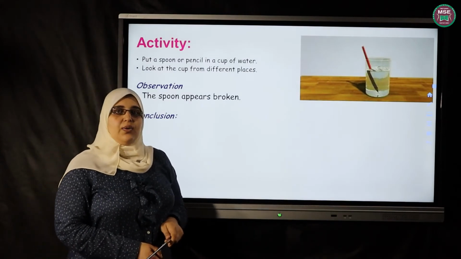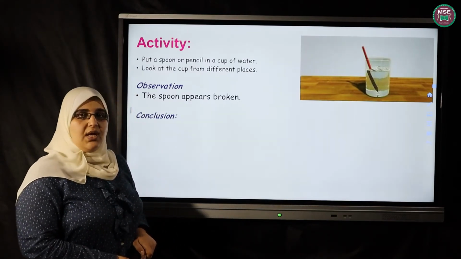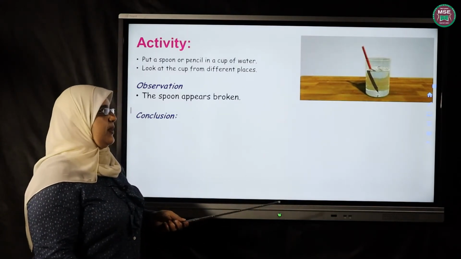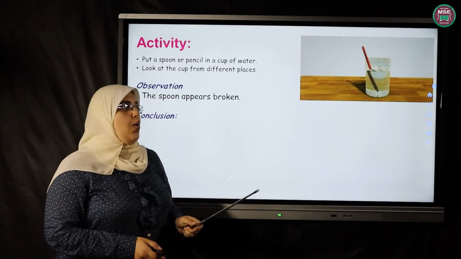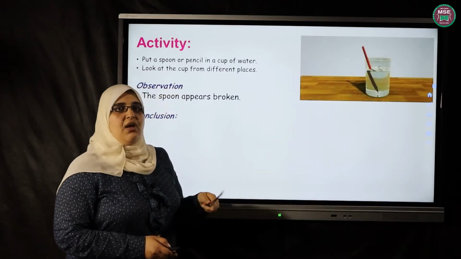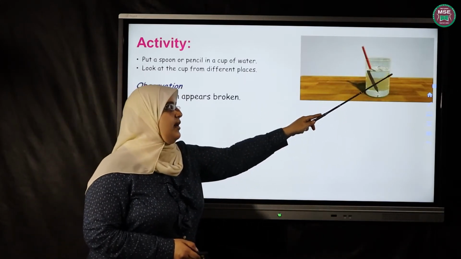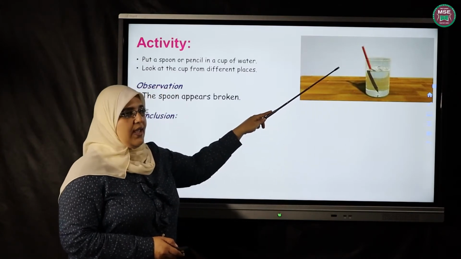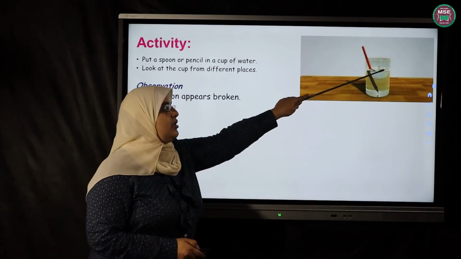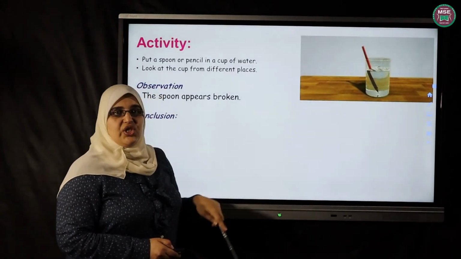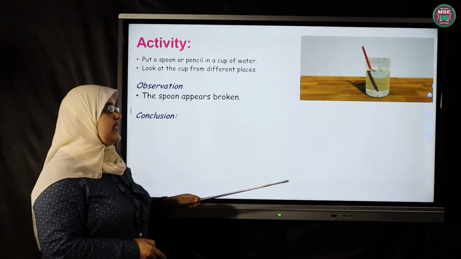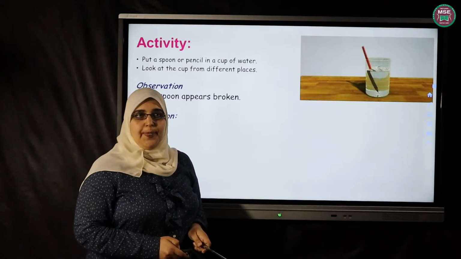Now let's talk about the fourth property of the light, which is called the light refraction. What makes the spoon or the pencil appear to be broken? When the light passes through two different transparent media, for example, when the light passes from air to water or from water to air, what will happen to the light? The light will change its direction. Why does the light change its direction? Because the light moves in air faster than in water.